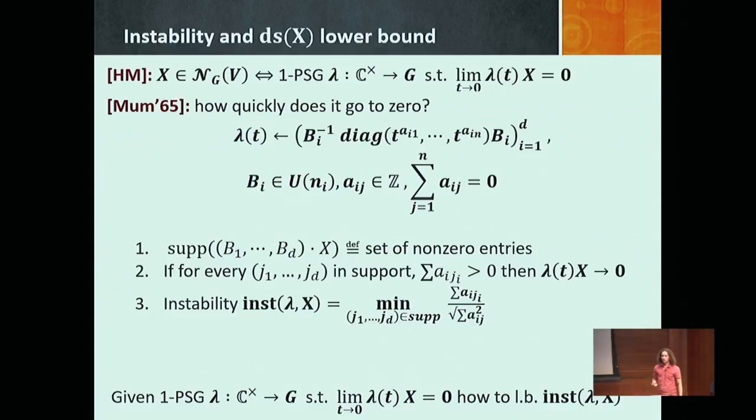So what Mumford did is, well, let's define the instability of a tensor as the minimum over all the elements in the support of the exponent of t, right? So we're always bounded by this lowest of us. So I always go to 0 based on this lowest guy. So that's Hilbert's instability parameter. And now we only need to show that if I'm in the null cone, my instability is high, and we also need to show that this lower bounds the distance to the doubly stochastic, okay?